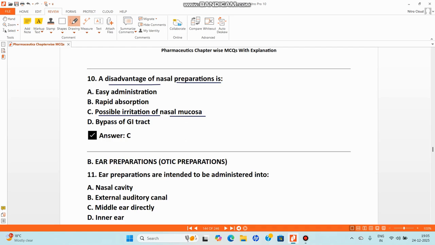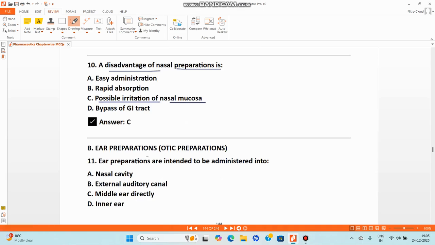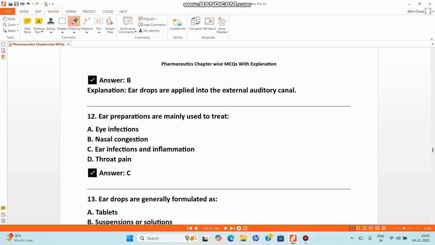Sometimes irritation is seen in the nasal mucosa. Next is ear preparation, or otic preparation, which comes up again and again in exams. Ear preparation means otic preparation. Ear preparations are intended to be administered into the what? Nasal cavity, external auditory canal, middle ear directly, or inner ear. The answer is B, ear drops are applied into the external auditory canal, right? Ear preparations are mainly used to treat, that is C, ear infection and inflammation.